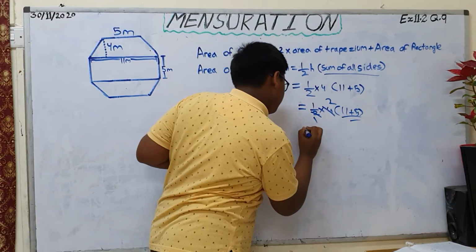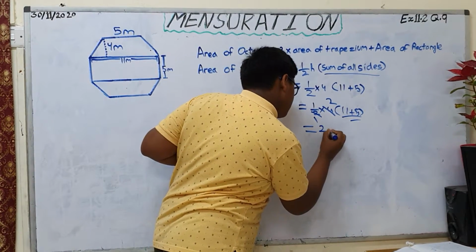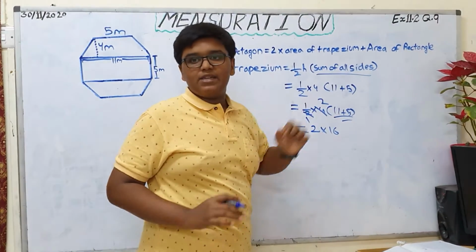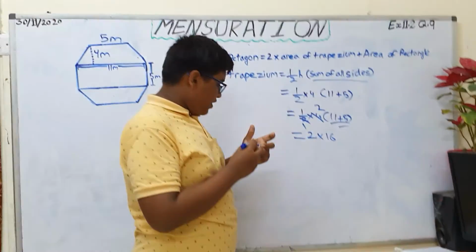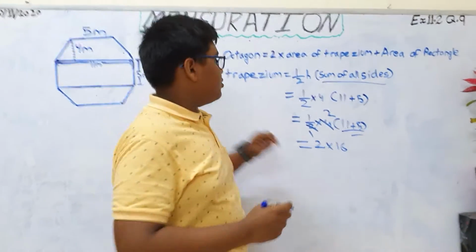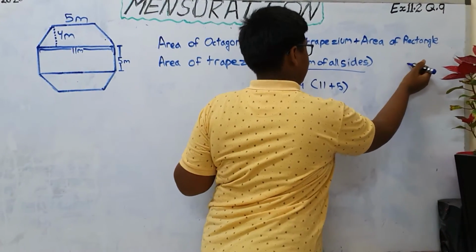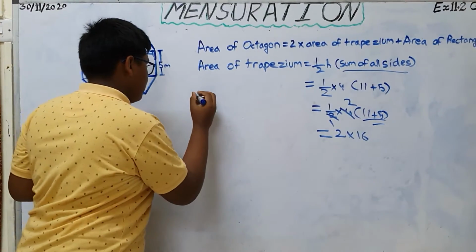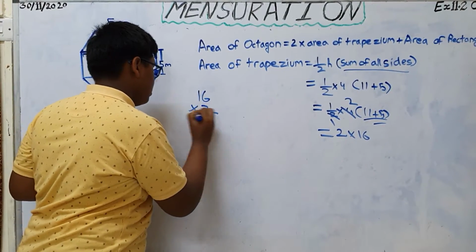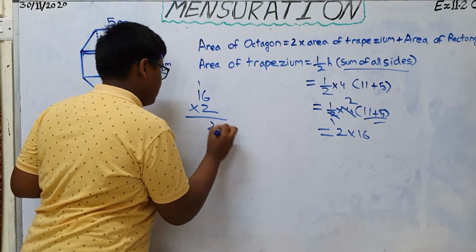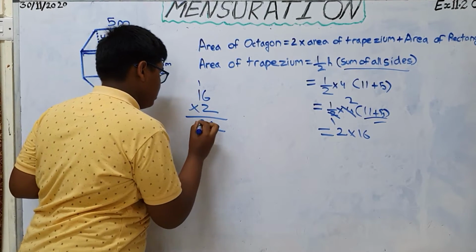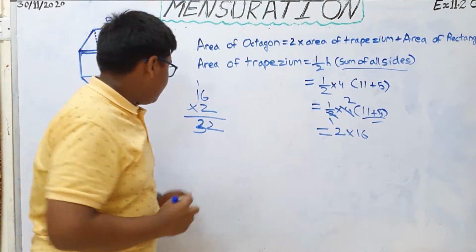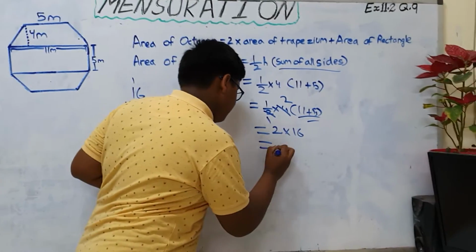So therefore 2 into 16. As I said, we are going to add them in the bracket itself to remove the bracket. Now what we are going to do, we are going to multiply them both together. Now we will do it here, suppose. So 16 into 2. 2 6s are 12. 2 1s are 2 plus 1, 3. Now we have got the answer as 32 centimeter square.